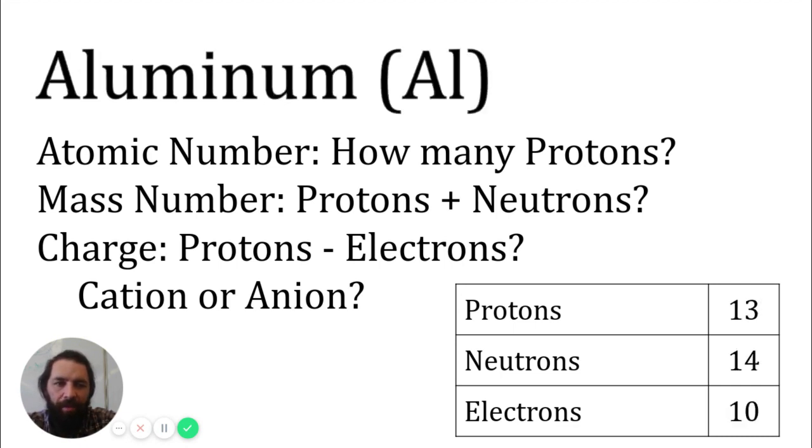Aluminum, how many protons? I mean, what's the atomic number? 13. Yeah, the number of protons is the atomic number. Okay. What's the mass number? Protons plus neutrons. 13 plus 14 is going to be 27 for my mass number. And what's the charge? Protons minus electrons would be 13 minus 10, which gives me a charge of plus 3. And so if it's positive, is this a cation or an anion? It's a cation because cations are positive, right?